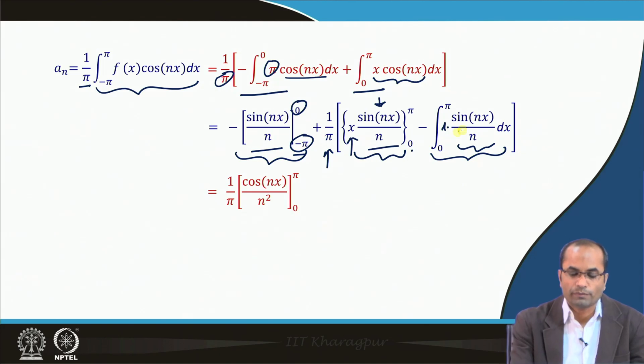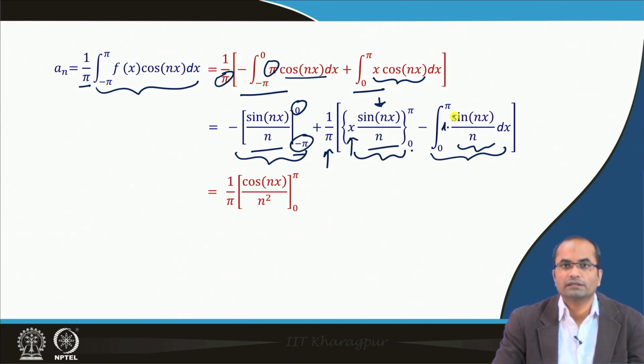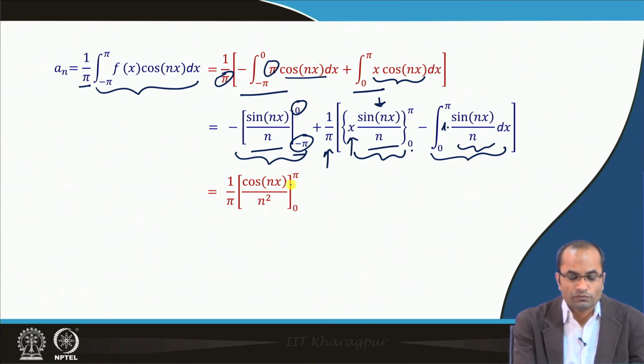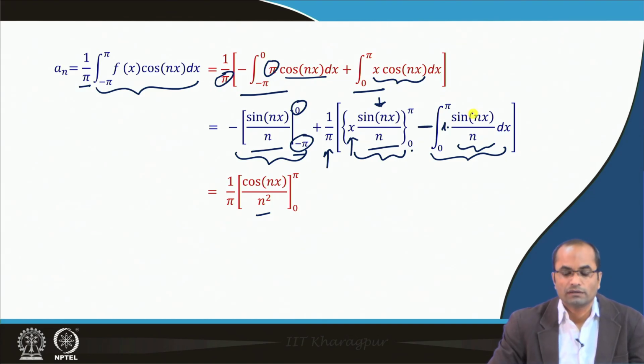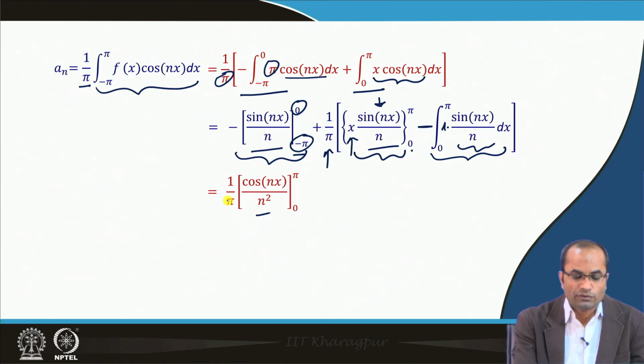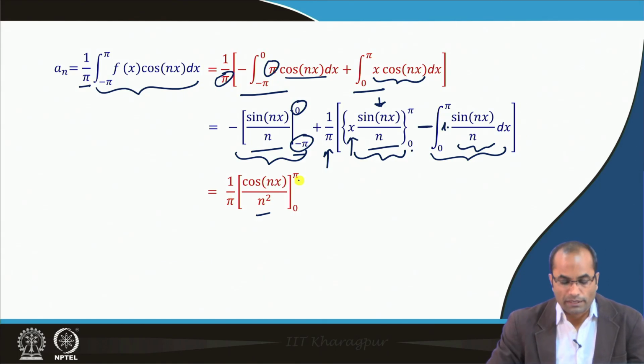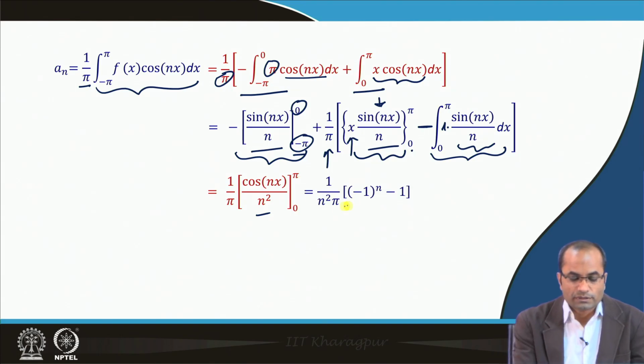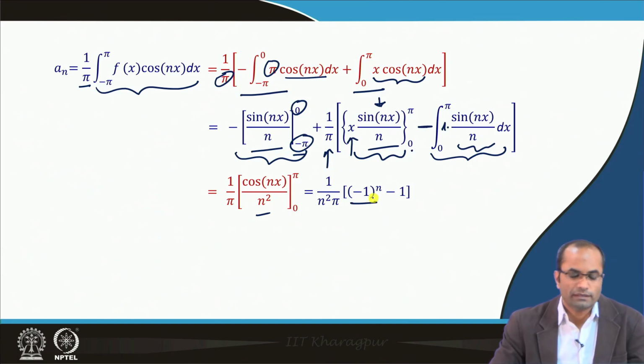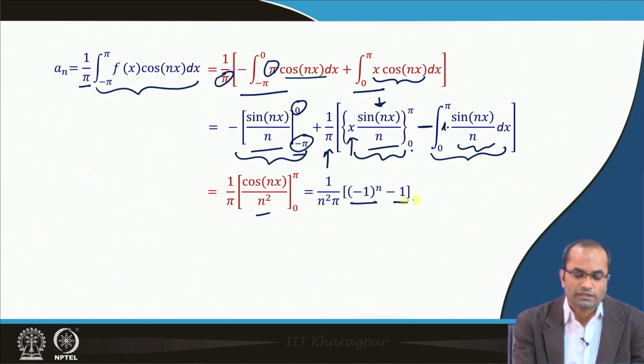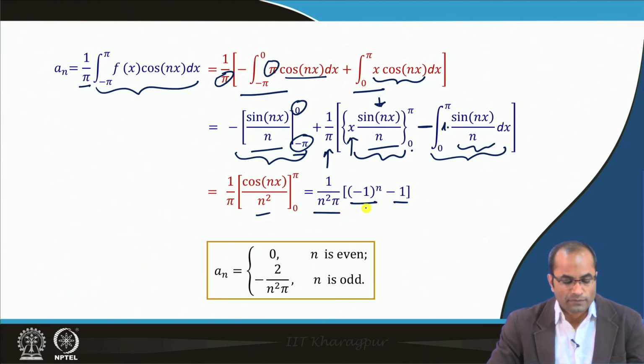So, we have 1 over pi, and this sine will again be integrated to get the cos. So, we have cos n x over n square, with limits 0 to pi, and this minus is adjusted for the integral of the sin n x. So, we have 1 over pi times cos n x over n square, from 0 to pi. So, substituting these limits, we have cos n pi, which is minus 1 power n, minus cos 0, that is 1, and then 1 over n square pi is sitting outside.